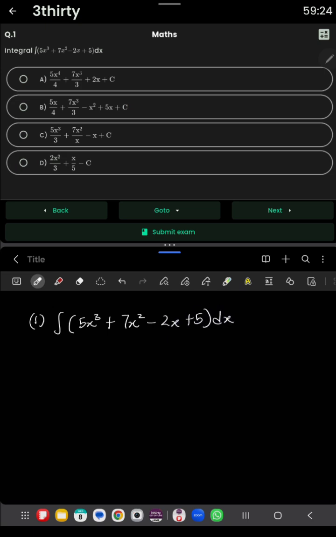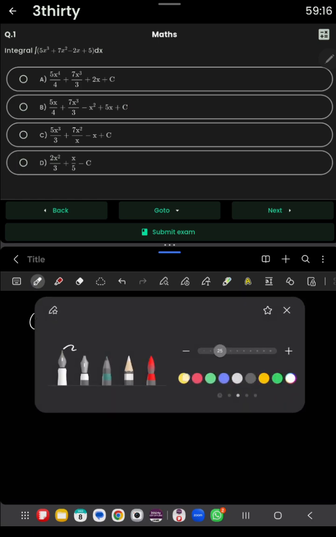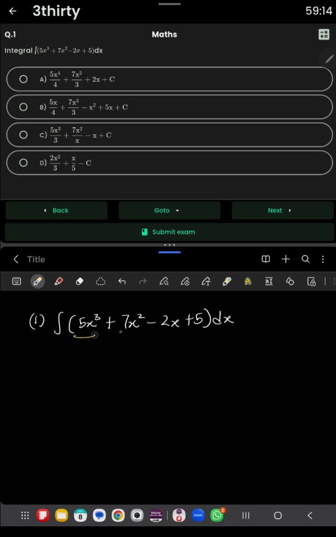This is a very simple question. All you need to do here is integrate. So when we're integrating, we're going to integrate each of these terms individually. So I'm going to integrate this first. When I integrate, I'm going to add 1 to the power and divide by the sum of this here. Same thing here, add 1 to the power.